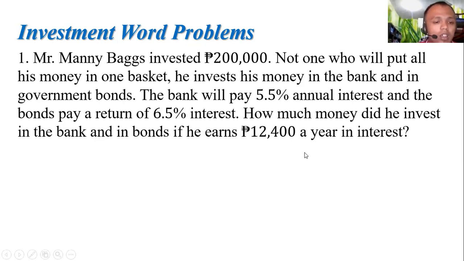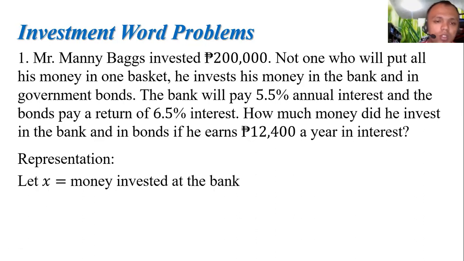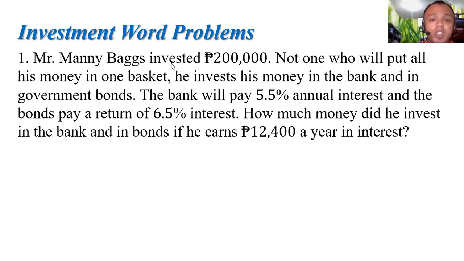Okay? So here, kasi sabi dito, si Mr. Moneybags daw nag-invest ng 200,000 pesos. Not one who will put all his money in one basket. Okay? So yung 200,000 pesos na yun, hindi niya nilagay lahat sa isang bangko. Nag-invest siya sa bangko at saka sa government bonds. Sa bangko, mayroon siyang interest annual rate na 5.5%. Every year yan kasi annual eh. And sa government bonds naman, no, meron namang 6.5 interest rate.